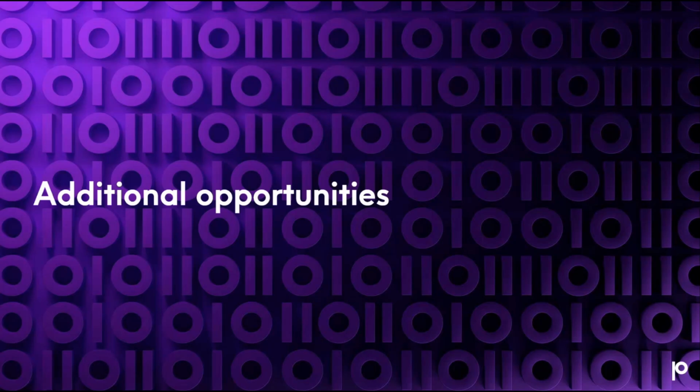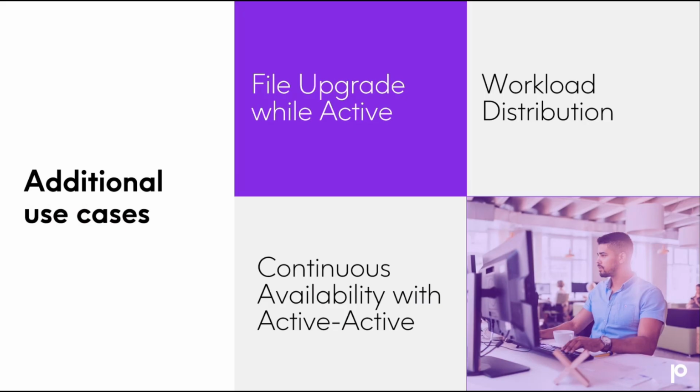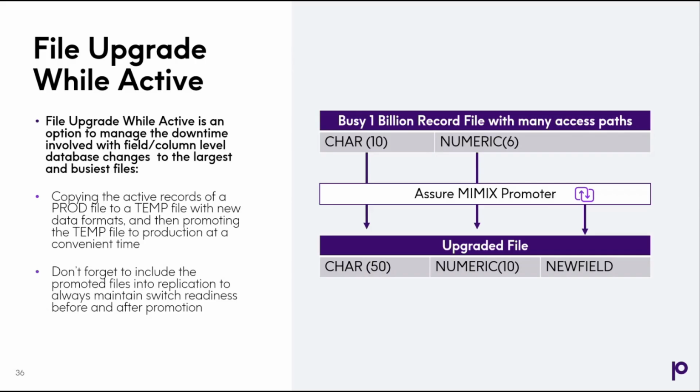All right, I've got a few more I'll mention to you that are my favorite things to talk about for avoiding downtime. So we've got file upgrade while active, workload distribution, and continuous availability through active-active. Let's start with file upgrade while active. Just like the encrypt while active and the compress while active, how about file upgrade while active? It's the same thing. We're using Mimix Promoter here. Now it's a little bit of a twist. Instead of encrypting or compressing, we're actually upgrading the file.